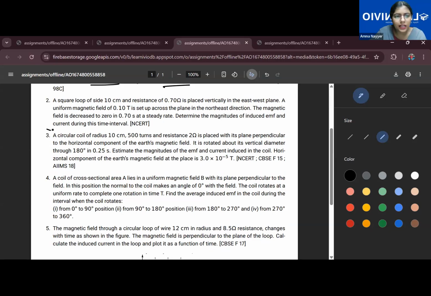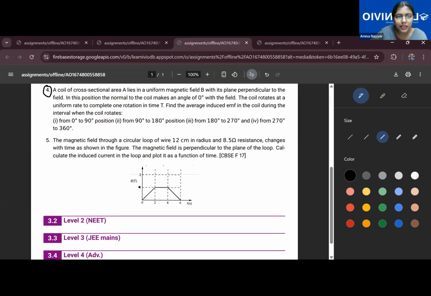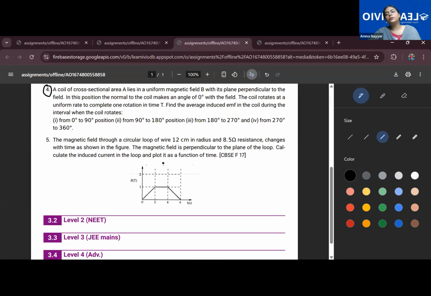See, this third one, the fourth one we've already discussed in the class, where T by 4 is the time. Calculate induced current through the loop. See, magnetic field through a circular loop of wire 12 centimeter in radius. This is the radius, this is the resistance given, changes. Magnetic field is perpendicular to the plane of the loop. You have to calculate the induced current in the loop and plot it as a function of time. See, magnetic field is there, time is there. What do we have with us? We just have the radius and we have the resistance. Now, why do we have the resistance?